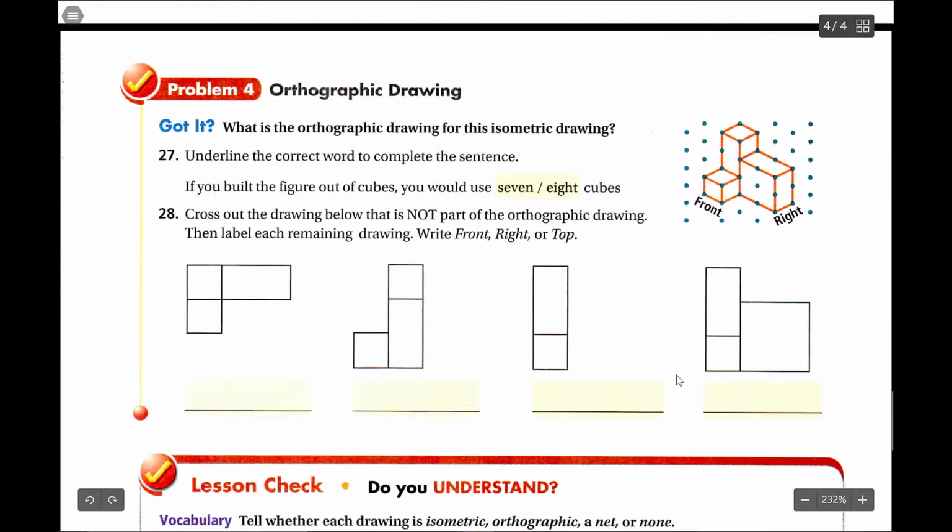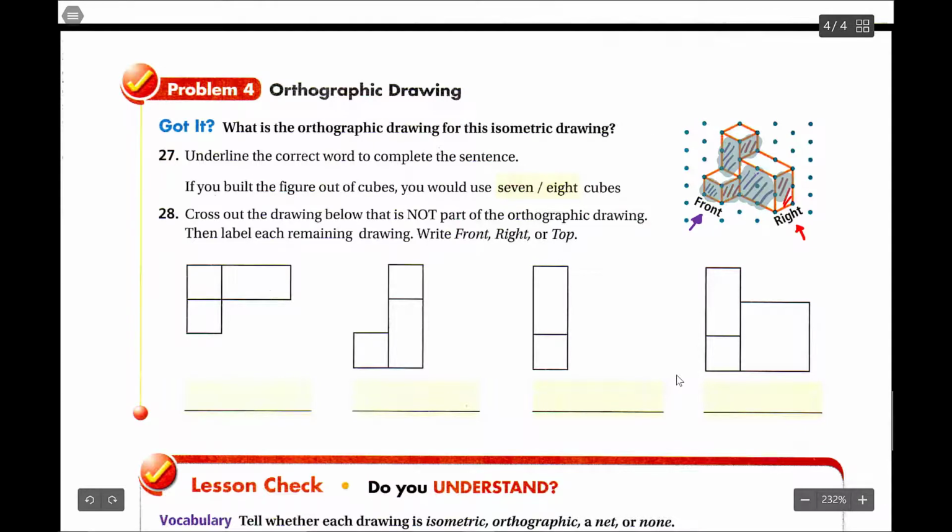An orthographic drawing is using the isometric drawing and imagining the 2-dimensional faces that you see depending on which direction you look at it. So if we looked at this one from the front, then we would see this square and this rectangle and then this large square. If we looked at it from the right, we would see this rectangle, this square, and this square. And that's all you could see if you looked at it directly straight on.